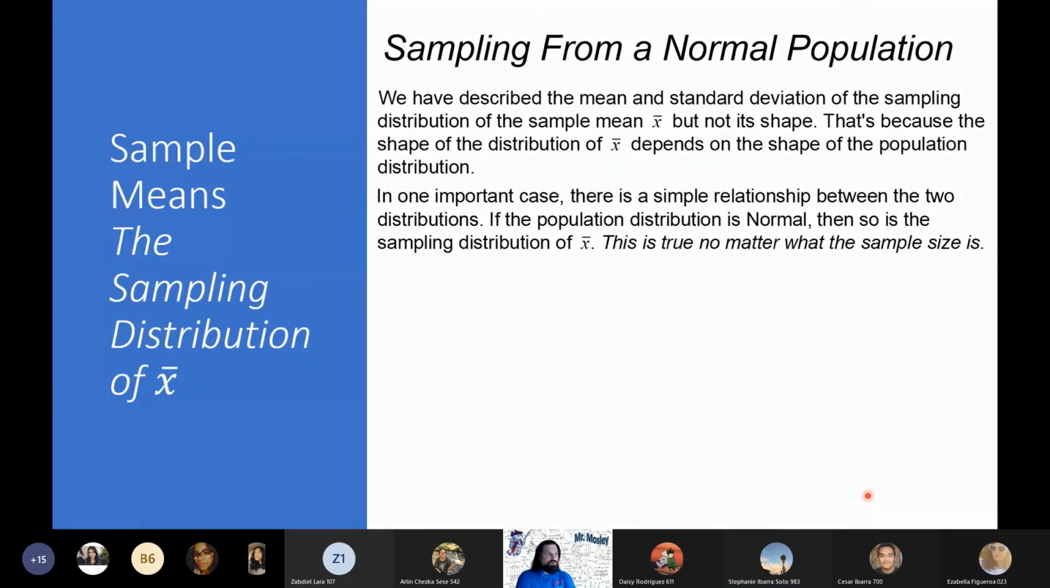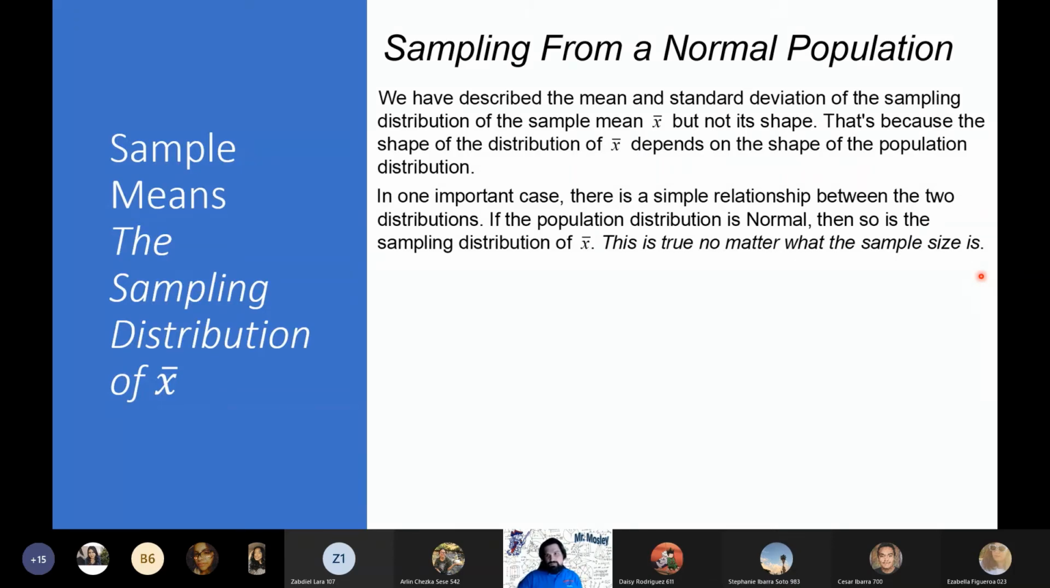So if we sample from a normal population, we have some results here. We have described the mean and standard deviation of the sampling distribution of the sample mean X bar, but not its shape. That's because the shape of the distribution of X bar depends on the shape of the population distribution. In one important case, there's a simple relationship between the two distributions. If the population distribution is normal, then so is the sampling distribution of X bar. If we start with a normal population, we get a normal sampling distribution. This is true no matter what the sample size is.